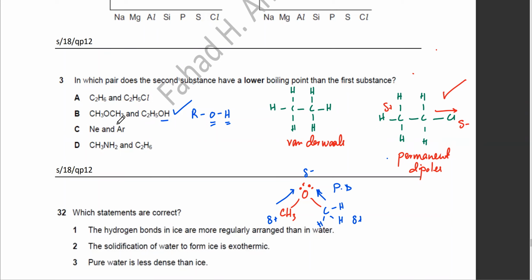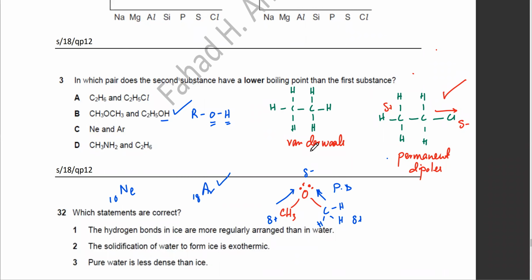Then you've got neon and argon. Neon and argon are just single atoms, so they don't have a dipole by default. There is no electronegativity difference, just one atom and one atom over here. So the only thing happening is van der Waals forces, just the random fluctuation of electrons. Argon has more electrons and is a bigger atom. Neon is a smaller atom. So argon is going to have more van der Waals forces, so argon will have a higher boiling point.